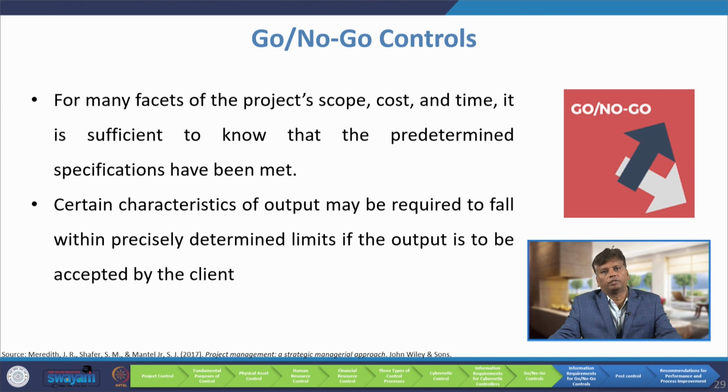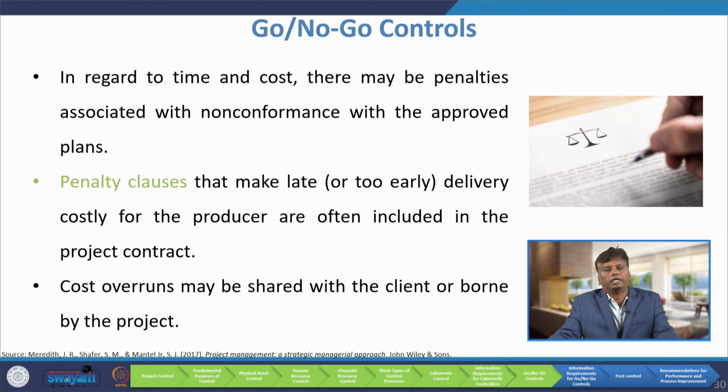For many facets of the project's scope, cost and time, it is sufficient to know that the predetermined specifications have been met. Certain characteristics of output may be required to fall within precisely determined limits if the output is to be accepted by the client. In regard to time and cost, there may be penalties associated with non-conformance with the approved plan. So, penalty clauses that make late delivery costly for the producer are often included in the project contract.